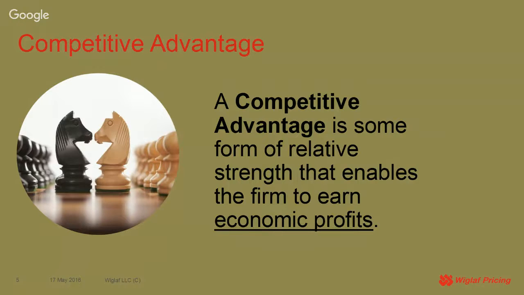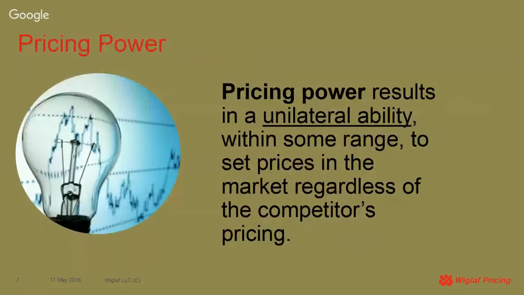How do you measure that? Well, go to the Kingsford case and think about how they had to test it. And really what they were testing was their pricing power. That unilateral ability within some range to set prices in the market regardless of the competitor's pricing. Now, pricing power can somewhat be measured, largely improved by the actions which the firm takes.